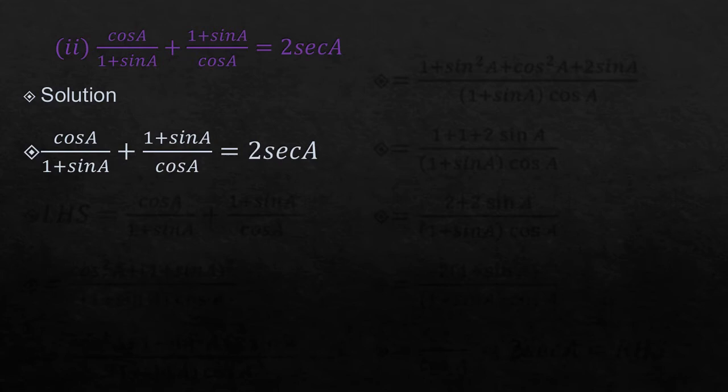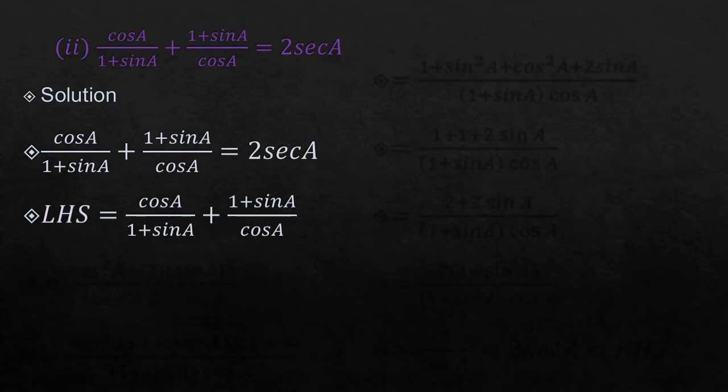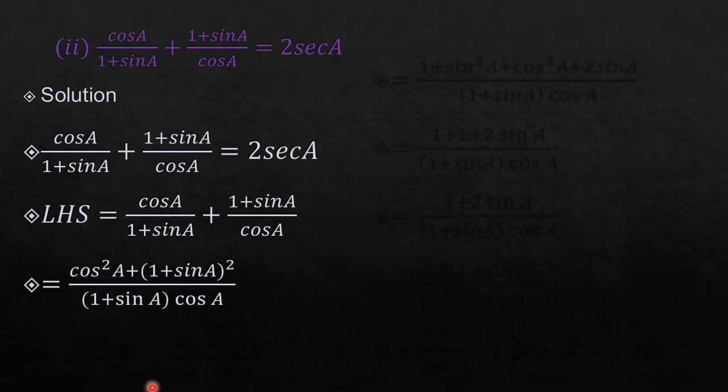So first of all, write the question once again. Cos A upon 1 plus sin A plus 1 plus sin A upon cos A is equal to 2 secant A. So what is your left hand side? Left hand side is cos A upon 1 plus sin A plus 1 plus sin A upon cos A. So take LCM, you will get 1 plus sin A into cos A.